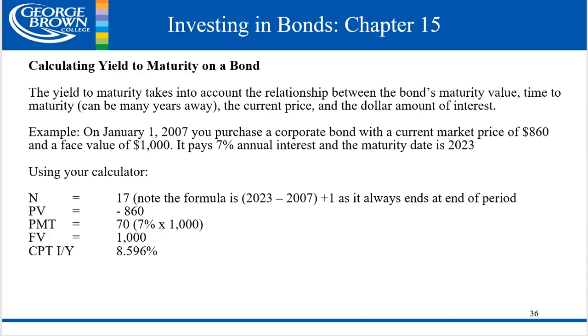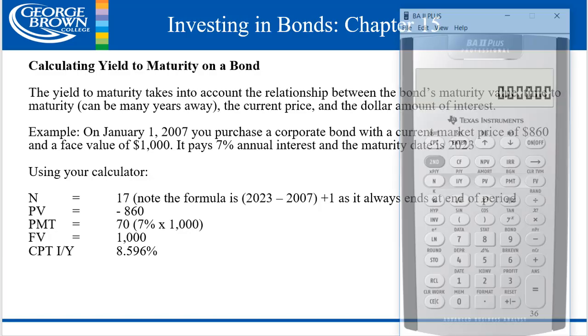We're going to work through this example. The yield to maturity takes into account the relationship between the bond's maturity value, time to maturity, the current price, and the dollar amount of interest. So in this example, on January 1st, 2007, you purchase a corporate bond with a market price of $860. So that's less than the face value of $1,000, and it's going to pay a 7% annual coupon interest. And again, that doesn't change. The coupon interest does not change, and the maturity date is 2023. So how do we calculate the yield?